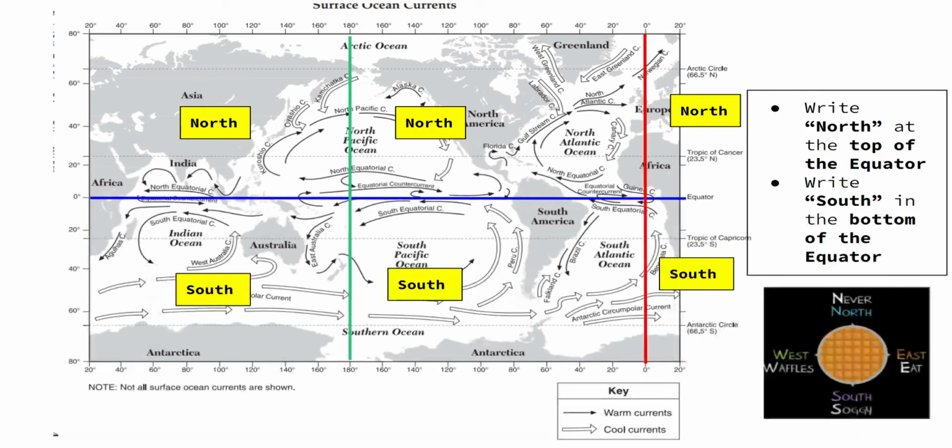Now, remember the equator? We know that above the equator is north and below the equator is south. So this whole area above the equator is still north, and this whole area below the equator is still south. So go ahead and pause this video and write north on the top of the equator and south on the bottom of the equator.